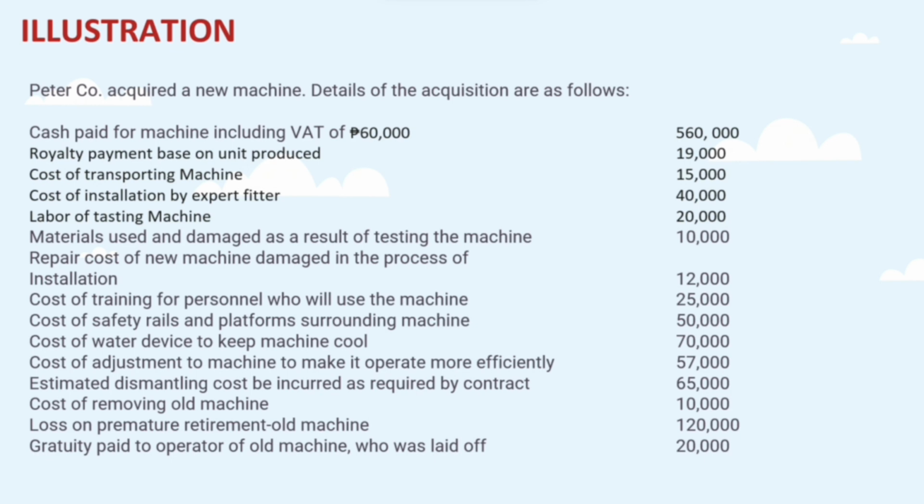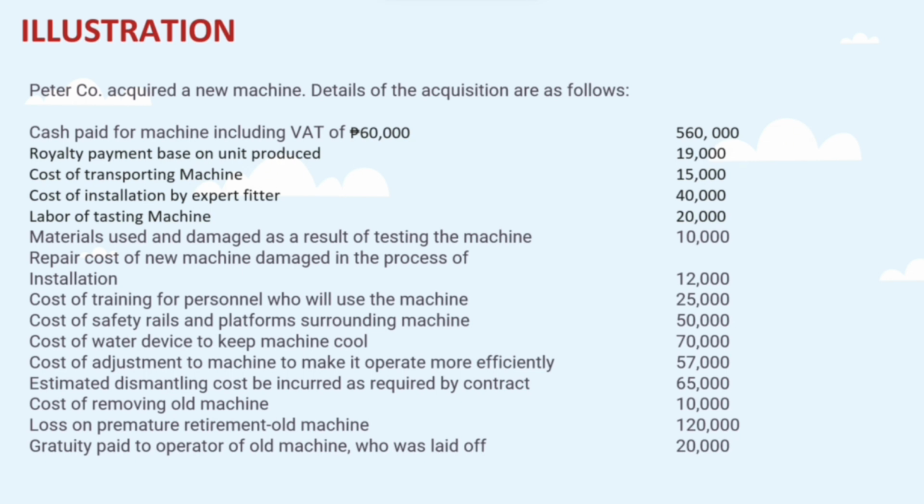Cash paid for machine including value added tax of 60,000 totaling to 560,000. Royalty payment based on units produced 19,000. Cost of transporting machine 15,000. Cost of installation by expert fitter 40,000. Labor of testing machine 20,000. Materials used and damaged as a result of testing the machine 10,000. Repair cost of new machine damage in the process of installation 12,000.